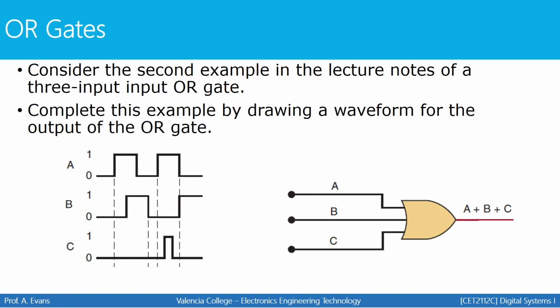Let's do another example. Now we have a 3-input OR gate. So we have 3 input waveforms shown here on the left. In your notes, try to complete the waveform for the output of this OR gate based on the ideas we've discussed for a 3-input OR gate. Take a minute right now, hit pause, and try to figure that out on your own.